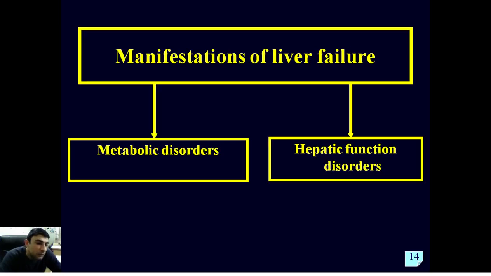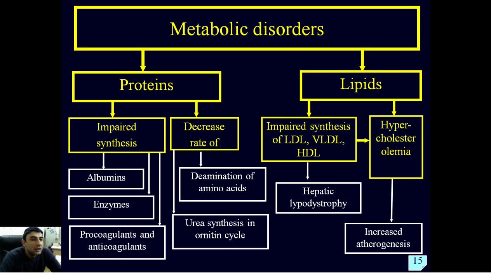Okay, let's move to manifestations. And as we mentioned, we have metabolic functions and some other specific functions. So correspondingly, we would have different manifestations of liver diseases. Including that, we would have impaired synthesis of proteins, albumins, enzymes, as well as procoagulants. We just covered the issue of hemostasis, so you would recall which procoagulants are produced here in the liver.